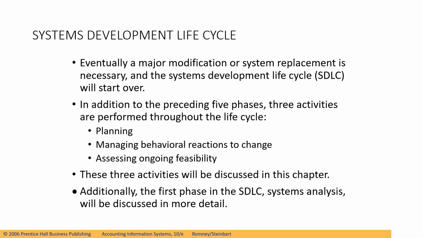So eventually, a major modification or system replacement is necessary, and the system development life cycle, yeah, that's what I mentioned a while ago. Development life cycle will start over. So in addition to the 5 phases, there are also 3 activities performed through the life cycle, which are the planning, managing behavioral reactions to change, assessing ongoing feasibility, and these 3 activities will be discussed later. And also, we will also discuss the system analysis in a more detailed way, especially in the first phase of the system development lifecycle.